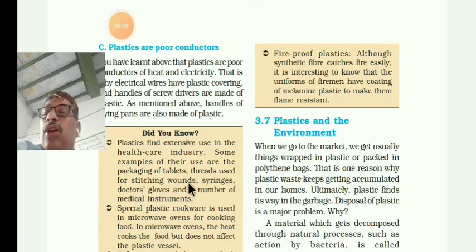the stitching of wounds. Wounds means injuries such as cuts and hurts. Syringes, a medical device used to inject fluid, and doctors' hand gloves, and a number of medical instruments. Plastics are only being used, correct or what?